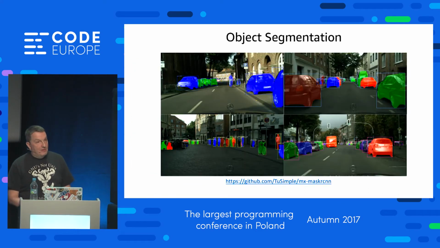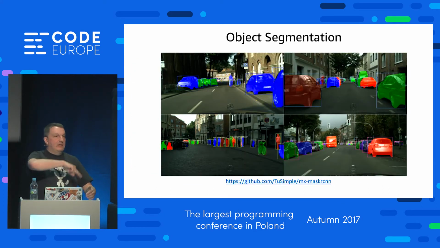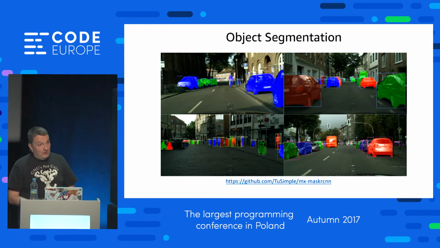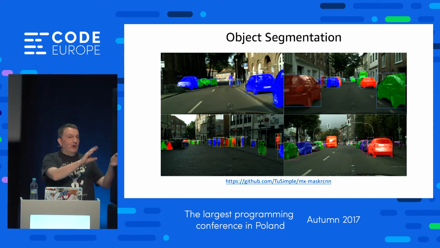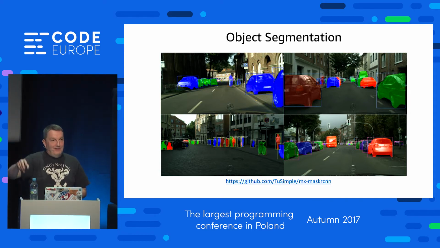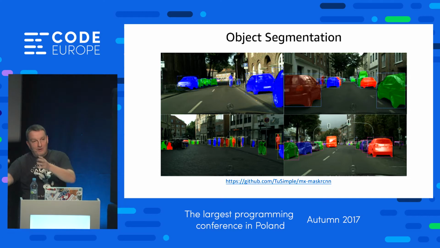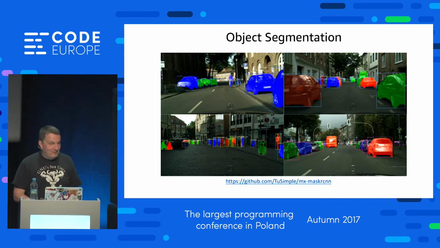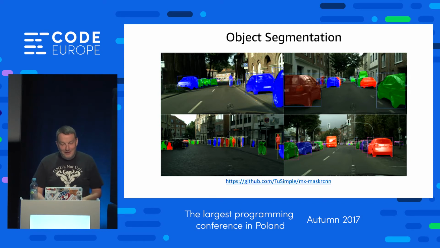Object segmentation, which is one step further. Find the silhouette of objects, which is kind of important when you do autonomous driving, right? You don't want to know that the old lady is over there somewhere. You want to know exactly where she is, right? Because 10 centimeters are possibly the difference between life and death. So yeah, you need to be precise here.